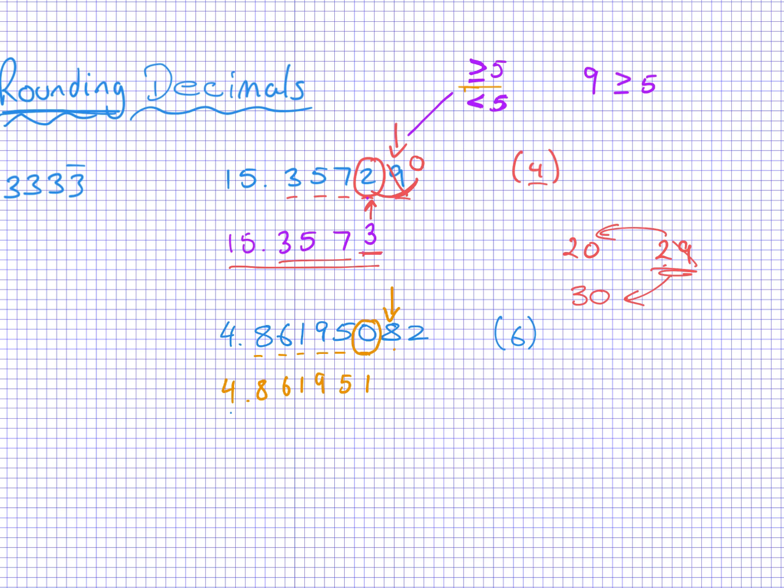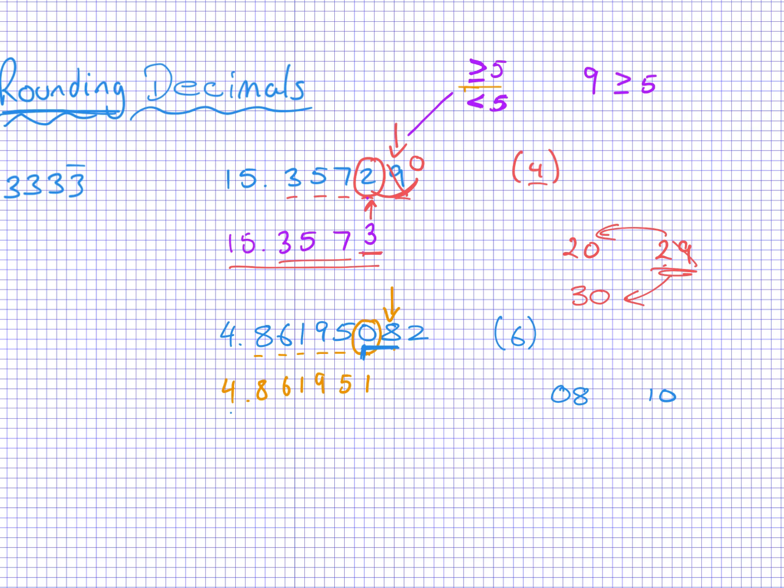And our new number is 4.861951. And again, if we look at the 2 digits that we looked at, so we have 08, you can see that 0.8 is closer to 10, because imagine there's a 0 here at the end. 0.8 is closer to 10 than it would have been to 0 if I'd left the 0 as a 0. So I changed it to a 1.